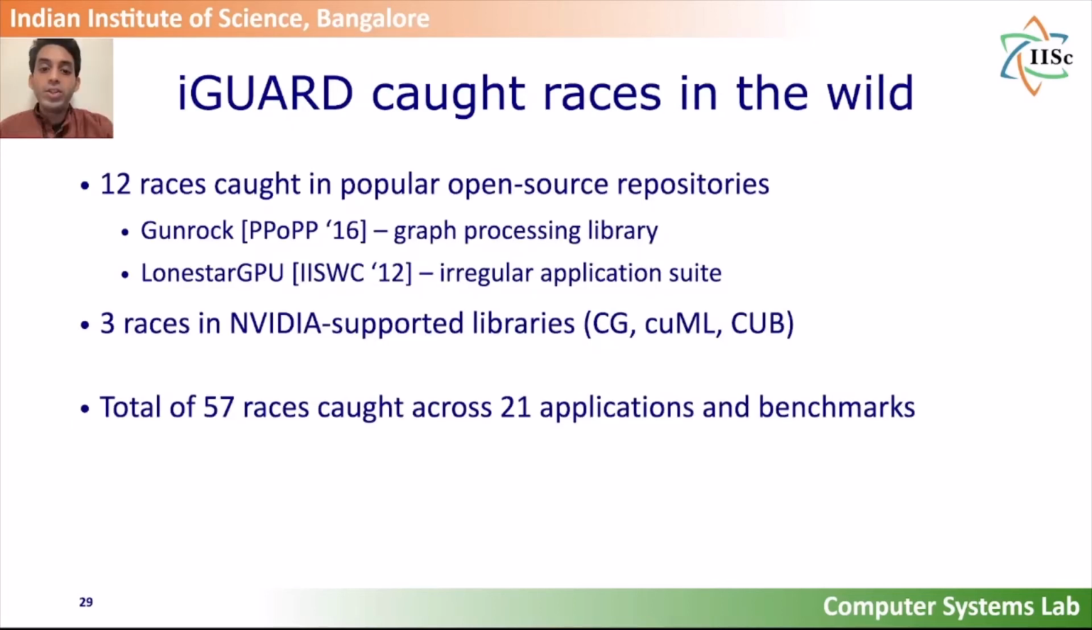We demonstrate the usefulness of iGUARD by detecting various races that were previously unreported. For example, iGUARD caught 12 new races in popular open source repositories Gunrock and Lone Star GPU. In addition, it caught 3 races in NVIDIA supported libraries. In total, iGUARD caught 57 races across 21 applications and benchmarks.